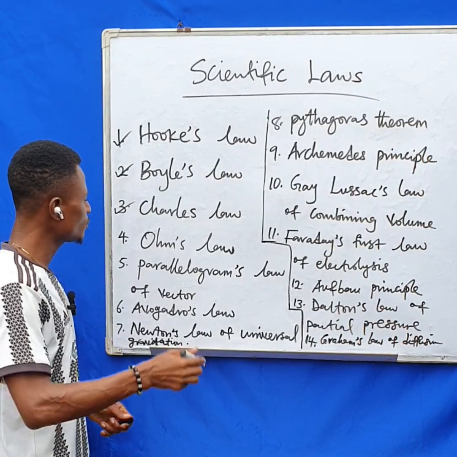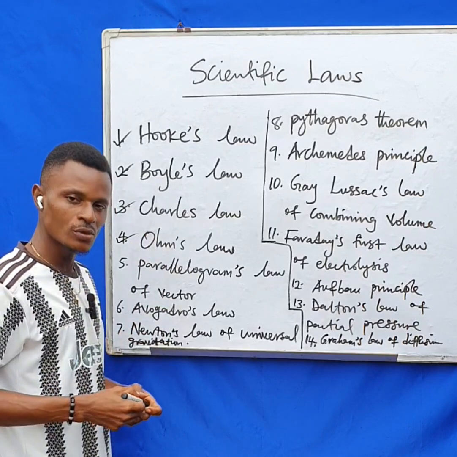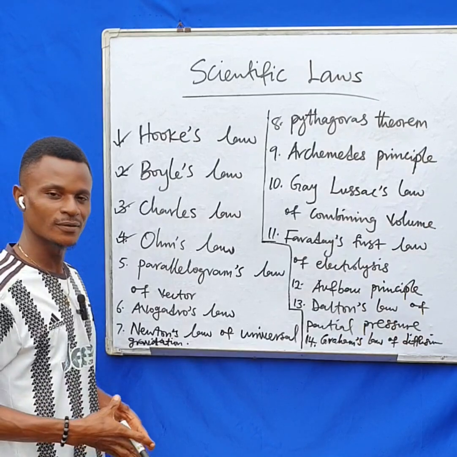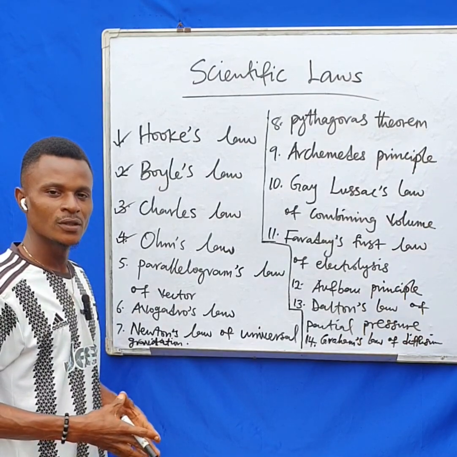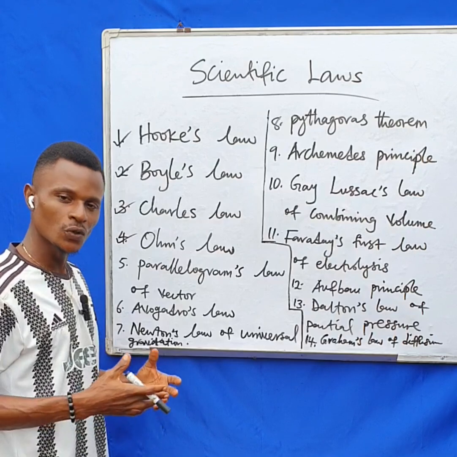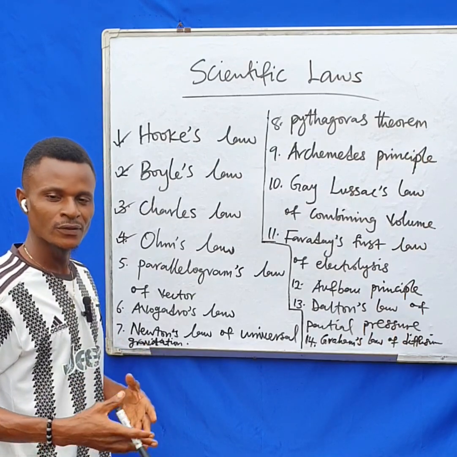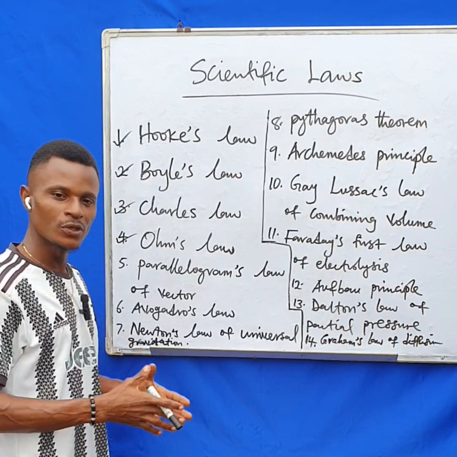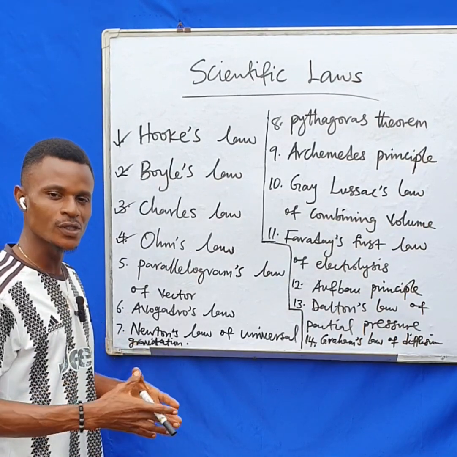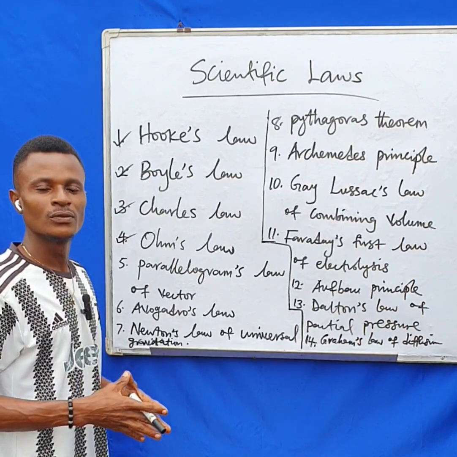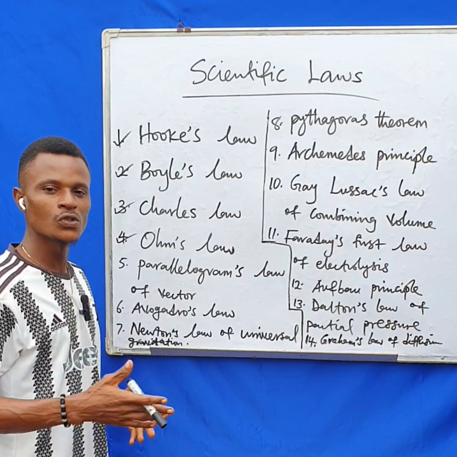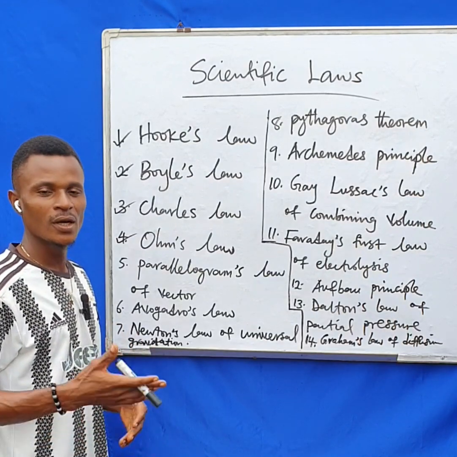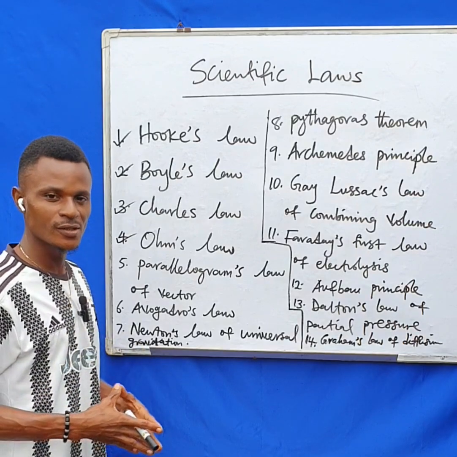Let's look at the next one. Ohm's law. Ohm's law can be found in physics. The topic where you can find this law is electricity. Ohm's law states that the current passing through a metallic conductor, such as a wire, is directly proportional to the potential difference across its ends, provided the temperature and other physical conditions are kept constant. According to Ohm's law, the formula is V equal to IR, where V is the potential difference, which is the voltage, I is the current, and R is the resistance.